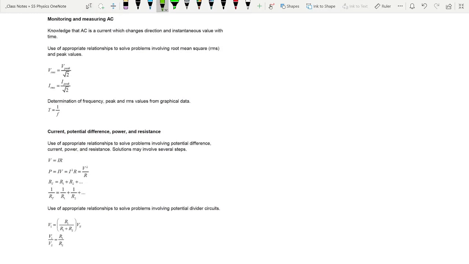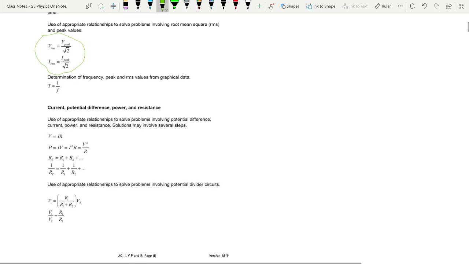So knowledge that AC is a current which changes direction. We know that. We know that you have done before in National 5 effective voltage, but you didn't really put numbers to it. You just said it was about 0.7 times. But this is the RMS and the peak voltage is actually an equation that defines the relationship between the effective voltage and the peak voltage, which we'll talk about, and determine frequency, peak and RMS voltage from graphical data, which is using equations that we already know but in a slightly different way.